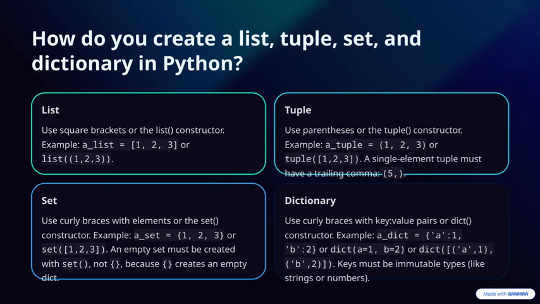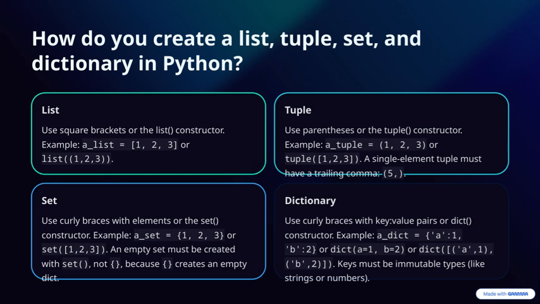Let's start with dictionaries. To create a dictionary in Python, you can use curly braces with key-value pairs like this. For example, you might write dict(a=1, b=2), or use the curly braces syntax with key-value pairs such as {1: 2}. Just remember, the keys need to be immutable types like strings or numbers.